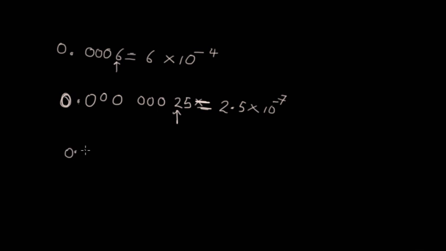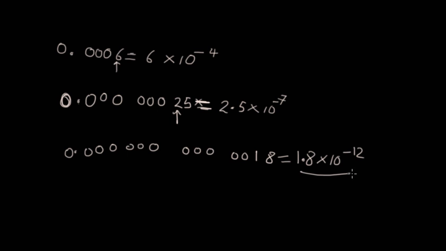I've got a really tiny number here. 2, 3, 4, 5, 6, 7, 8, 9, 10, 11, 12. And this would be 1.8 times 10 to the minus 12, which is a whole lot easier than writing this massive beast. And again, the 1 is the first non-zero digit after the decimal place.